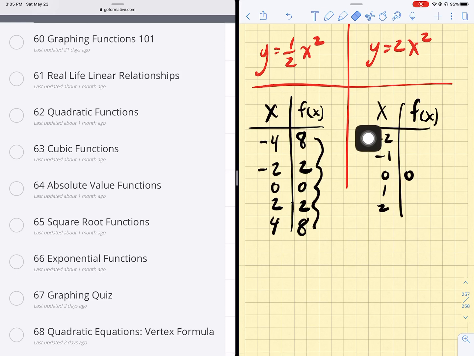So -2 squared is 4, and 4 times 2 is 8. And then -1 squared is 1, and 1 times 2 is 2. And 1 squared times 2 is 2. 2 squared is 4, 4 times 2 is 8. So look at those real quick.